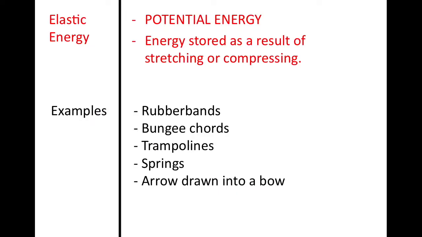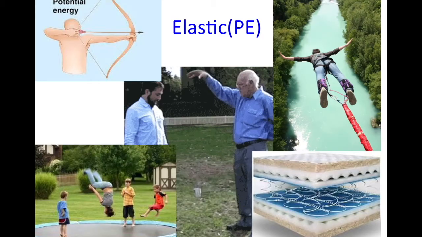Elastic energy is also another form of stored energy, or potential energy. This energy is stored as a result of stretching or compressing something. For example, a rubber band has potential energy. It can do work. Bungee cords, trampolines, springs, an arrow drawn into a bow. Here are some examples of what we had mentioned before.